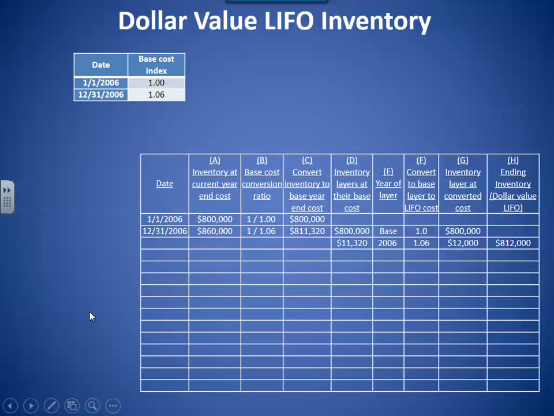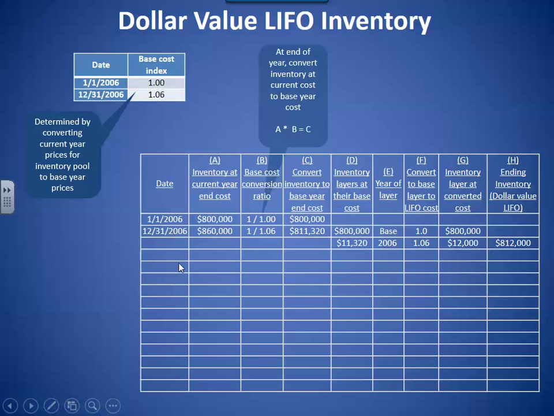So if we take a look up in the upper left hand corner, we have created some price indexes. 1/1/2006 is obviously our base because it's 1.0. We also have 12/31/2006, and it shows basically our cost index now is 1.06. And again, that's determined by converting current year prices for the inventory pool, in this case pool, to base years.